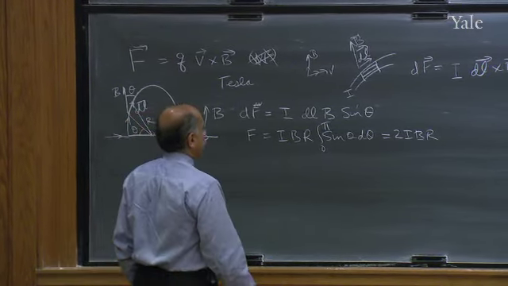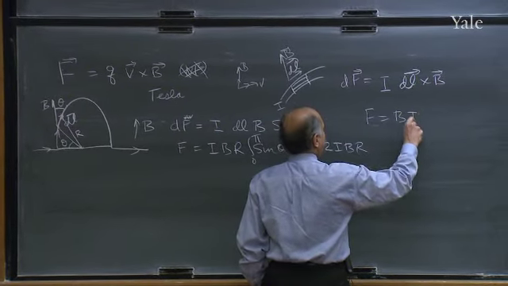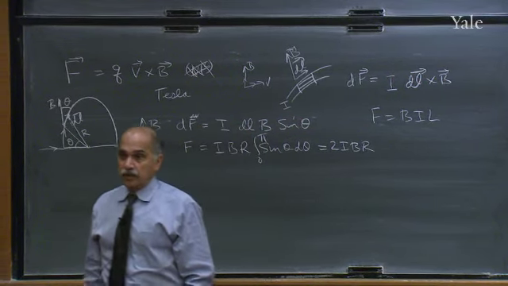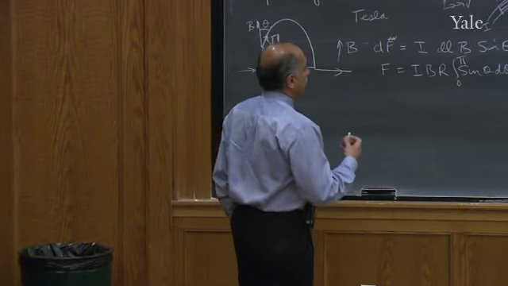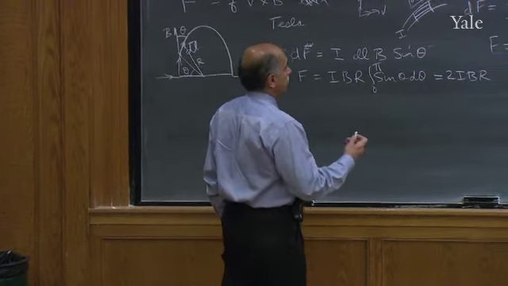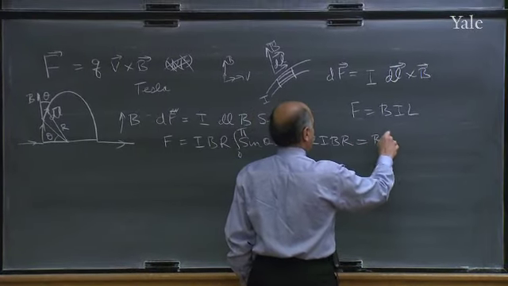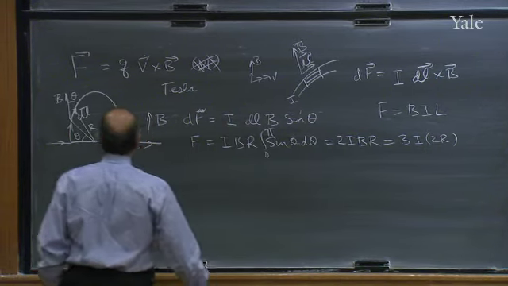By the way, it's very useful to know a quick rule: the force on a segment where everybody is perpendicular to everybody is BIL. A segment of length L carrying current I in a magnetic field B, if B and I are all perpendicular, then the force is just BIL. So if you look at it that way, it looks like B times I times 2R, 2R being this length.